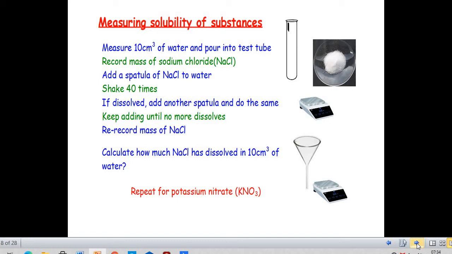Record the mass of sodium chloride. So we're going to look at sodium chloride first and add a spatula of sodium chloride to the water. Shake 40 times. If dissolved, add another spatula and do the same. Keep adding until no more will dissolve in that water, and then you re-record the mass of sodium chloride. And then you can calculate how much sodium chloride has dissolved in 10 centimetre cubed of water.